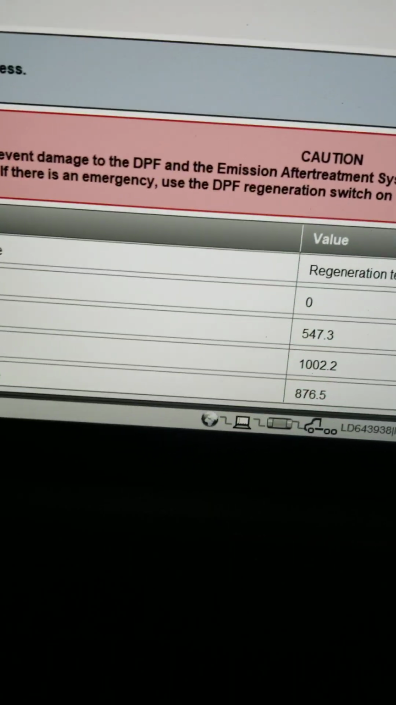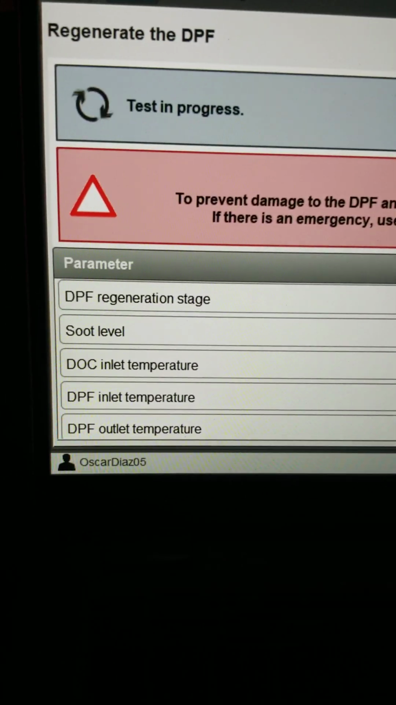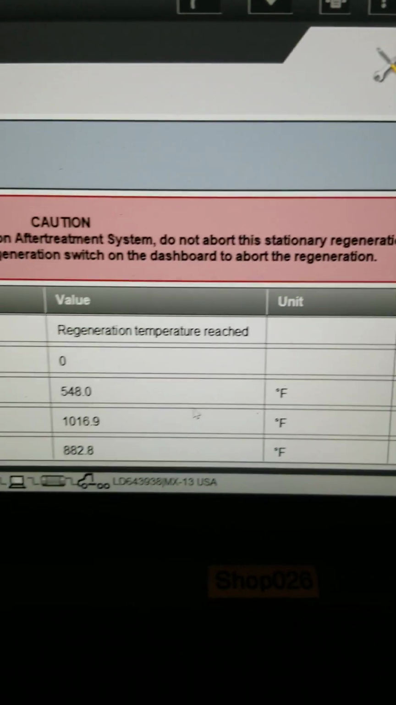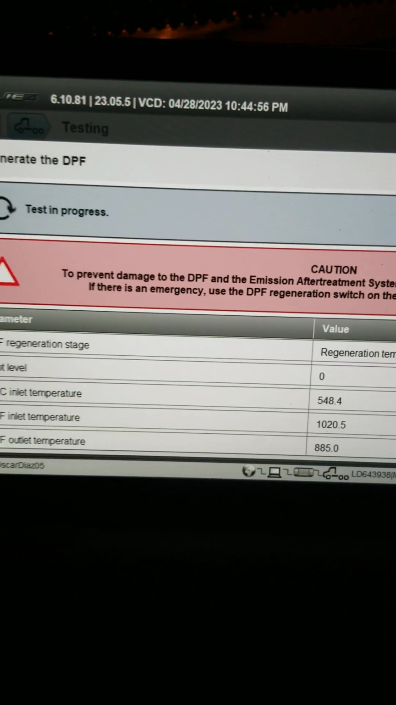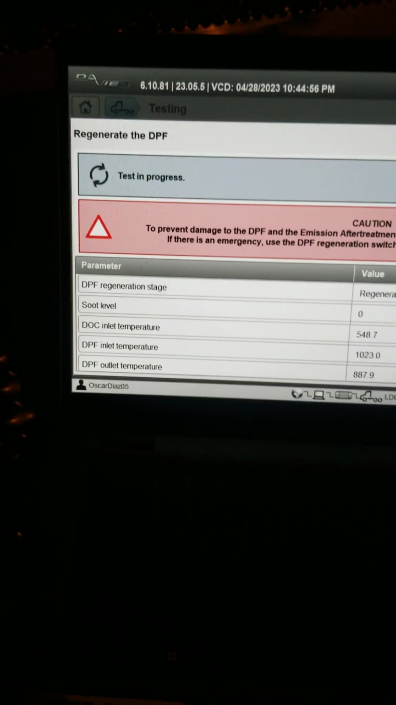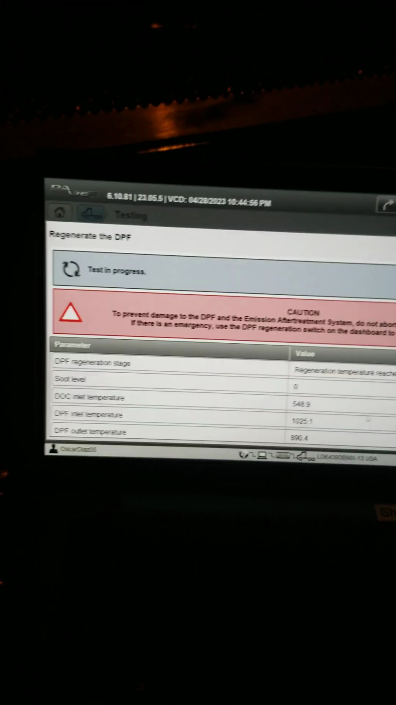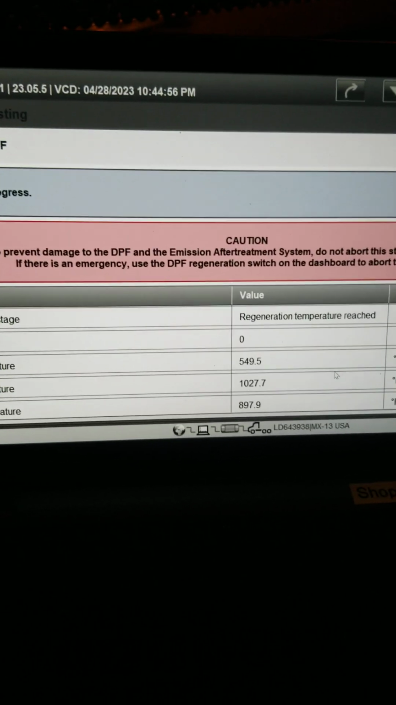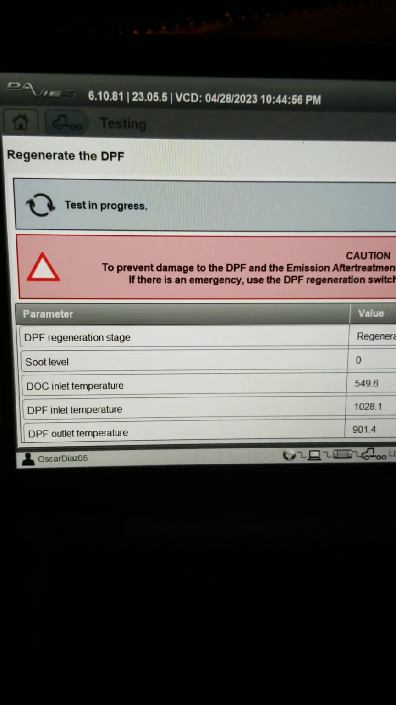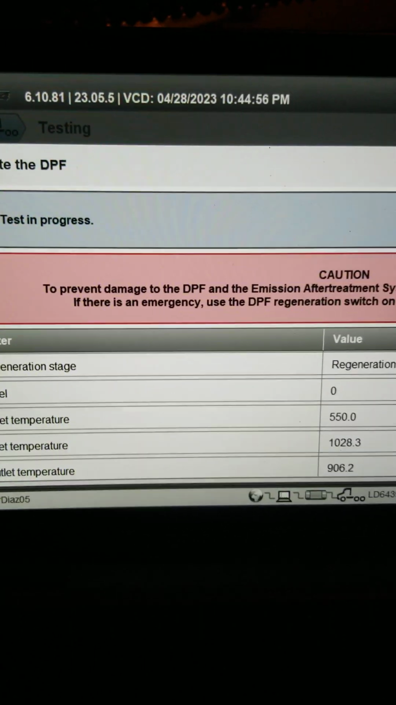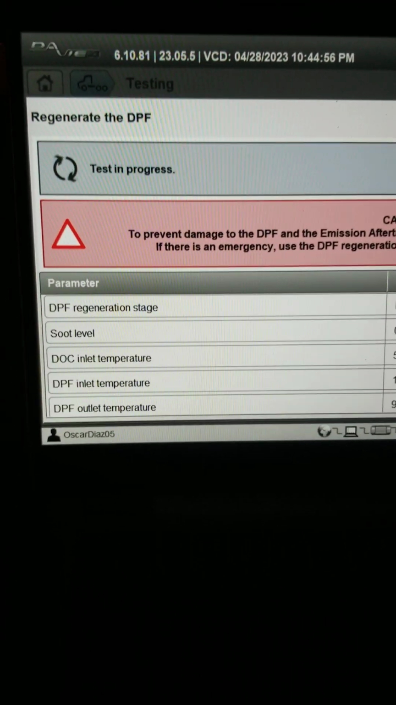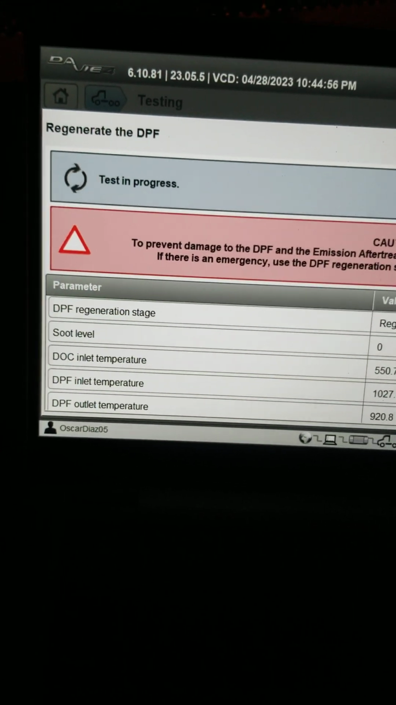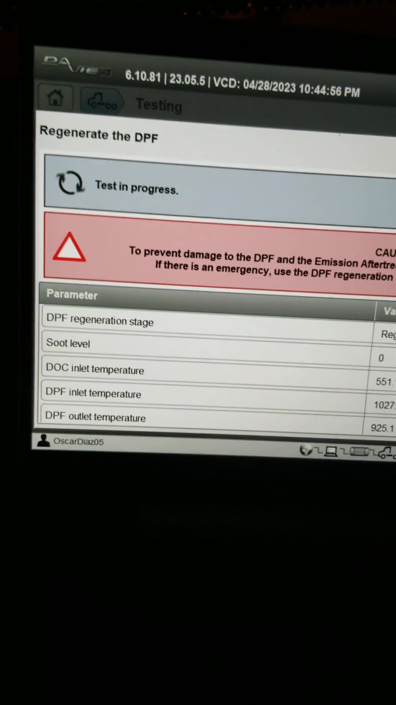Okay, so for my Paccar technicians out there, I promised you guys I would post another video about how to look at the parameters when doing a regen. In my previous video, I showed you the steps you have to follow after you clean a DPF filter. But now we're going to look at the values of the regen while the regen is happening. We're going to see what's going on in the emission system.